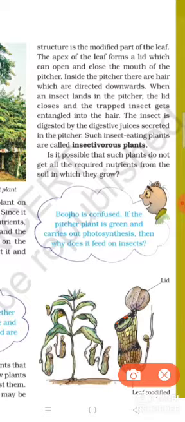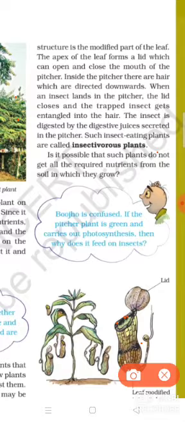After that, what happens, let us see. The insect is digested by the digestive juices secreted in the pitcher. In this pitcher, digestive juice is present, and that insect is digested. Such insect eating plants are called insectivorous plants. Insectivorous plants means plants which eat insects. So the best example of it is the pitcher plant.